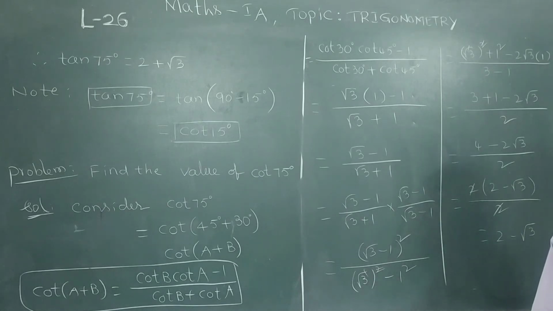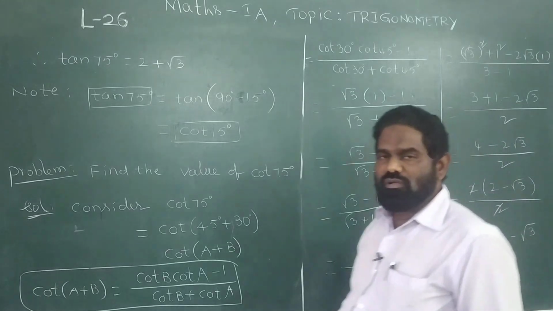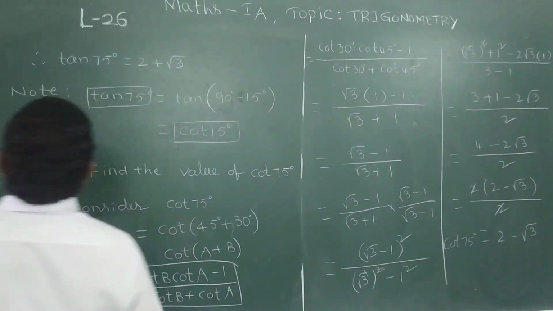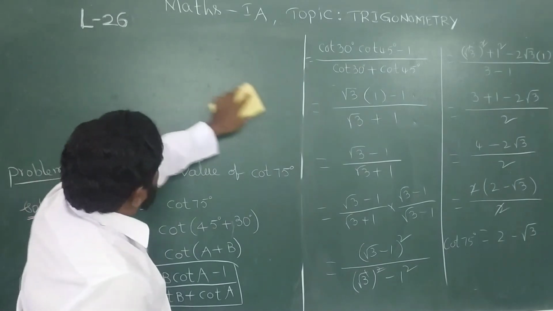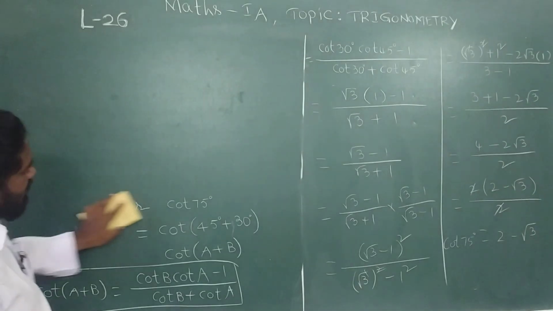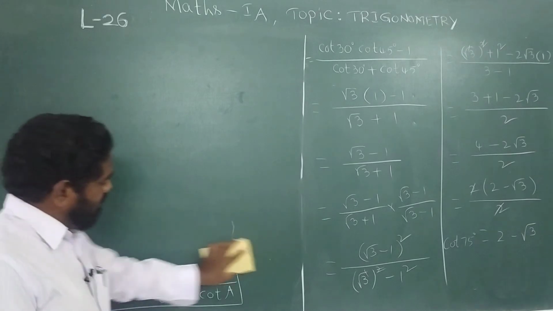What is the value of 2 minus root 3? Cot 75 degrees value is how much? 2 minus root 3. We have a note condition. Listen, as like this. Okay?